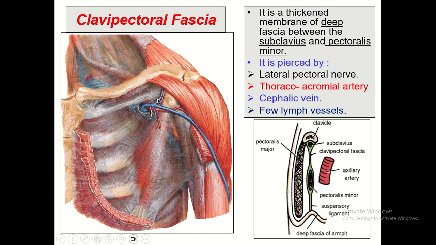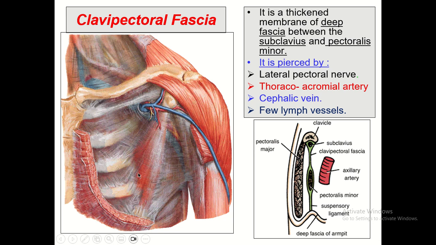So you're going to understand that your pectoralis minor and your subclavius are going to be enclosed by a fascia. This fascia, you can see this whitish layer, right? This is your fascia. This is called the clavipectoral fascia. It is a thickened membrane of deep fascia that is between the subclavius, you can see this is your subclavius, and your pectoralis minor, right?